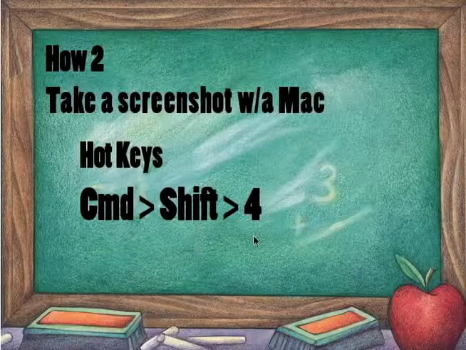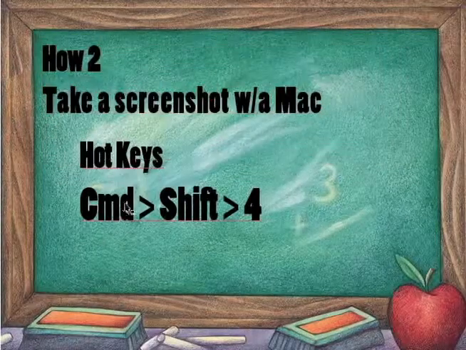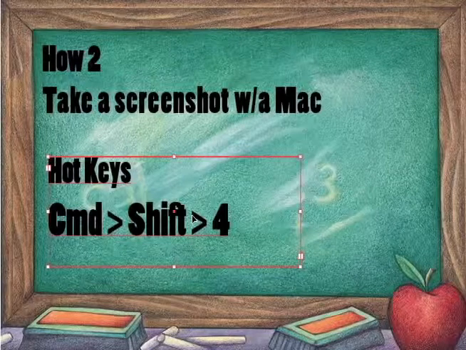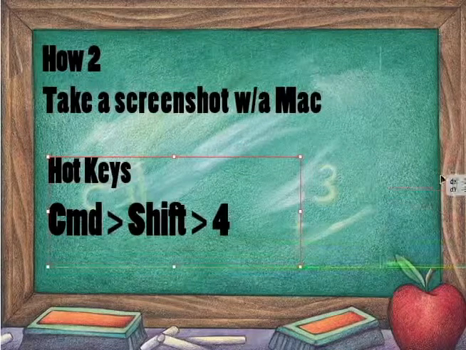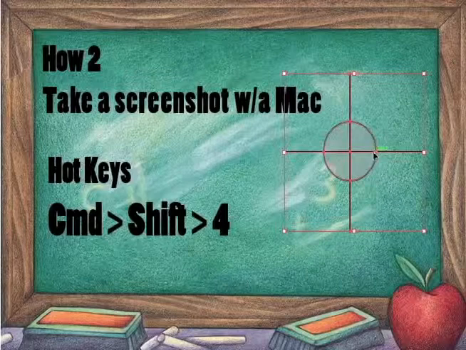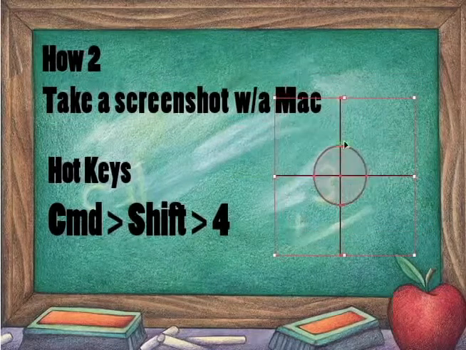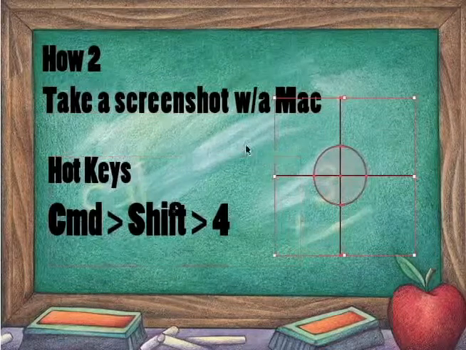Command Shift 4. When you click together Command Shift 4, you hold down the Command key, the Shift key, and the number 4 key, and your mouse then becomes a target. With this target, you will click and drag over the area that you would like to have the picture of.